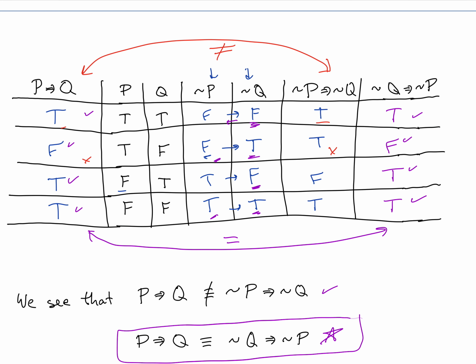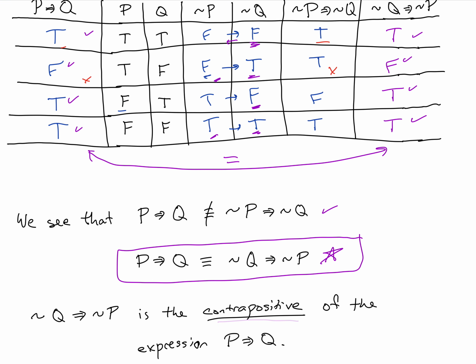This is a special logical equivalence. We call this the contrapositive. So not Q implies not P is the contrapositive of the expression P implies Q. It is always logically equivalent, and we'll be using this significantly later on. When we're doing a proof, sometimes if we're trying to prove a statement of the form if P then Q, it's actually easier to prove a statement of the form if not Q then not P. So this is a whole method of proof, and its validity is based on the fact that these two expressions are logically equivalent to one another.